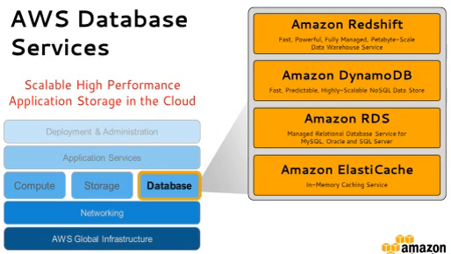So when we look at database services, one of the core foundation services of the AWS stack, we're really focused here on scalable high-performance application storage in the cloud, and it's really structured. So the services by name, we talk about in-memory caching with Elasticache. That is a managed Memcached service. Or for relational database workloads, Amazon RDS, Relational Database Service, provides a managed experience for MySQL, Oracle, and SQL Server.